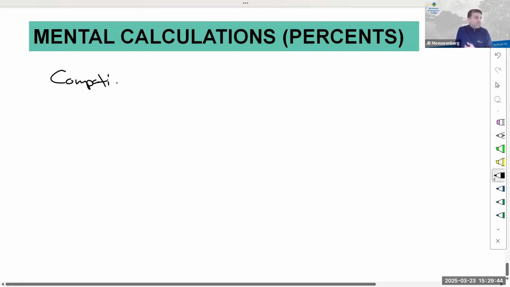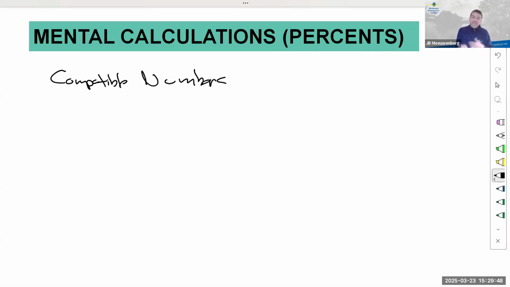So compatible numbers. What does that mean again? It means numbers that work well together. And so the first thing we're going to talk about is this. Taking 10% of a number. 10%, I'm just going to make up a number, 10% of 25. When we are taking 10% of a number, let's think about other ways we could do that.